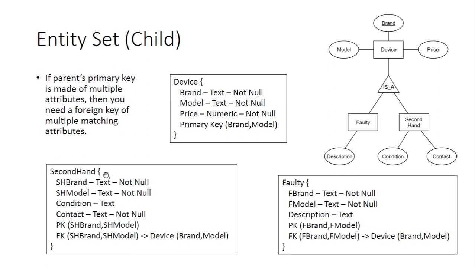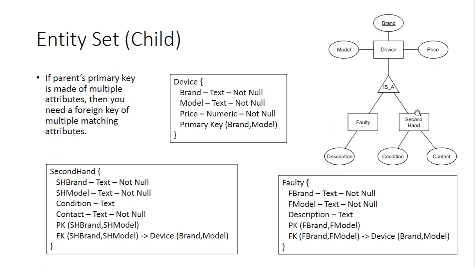So for the second-hand table, I keep SH brand. The naming is not that important, but to know that it belongs to a second-hand type of device, we called it SH brand. It could have been brand and model as well. But these two are going to be foreign keys together. So SH brand and SH model together is going to refer to a device through this primary key, brand and model. So this SH brand should have matching type with this brand, and SH model should have matching type with the model in device table.